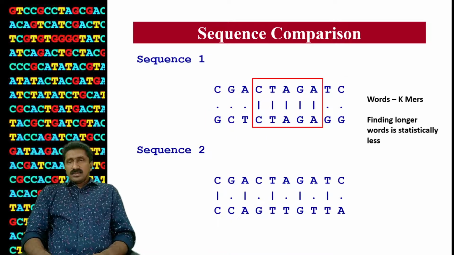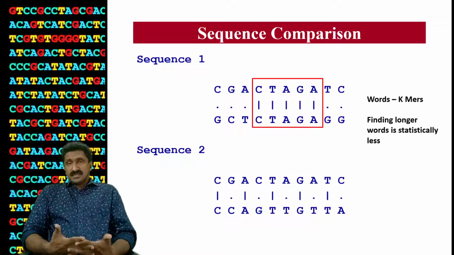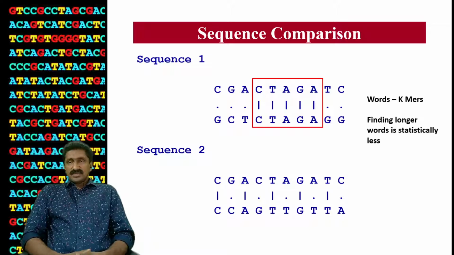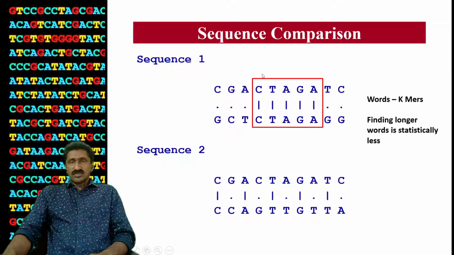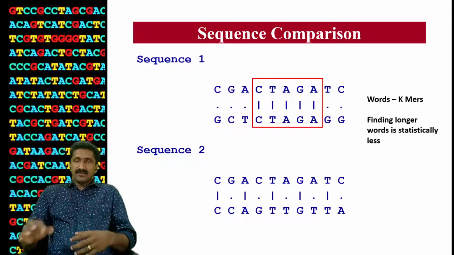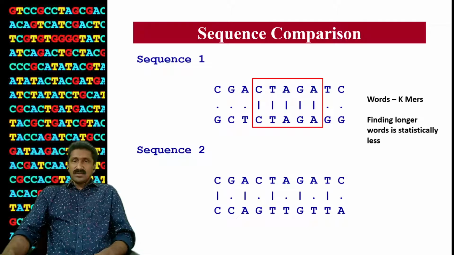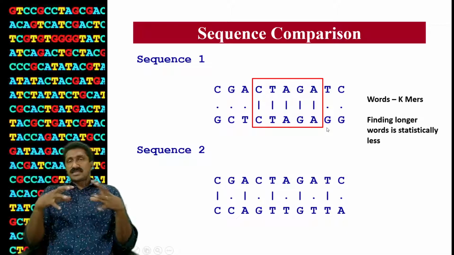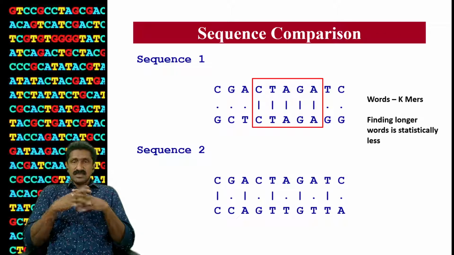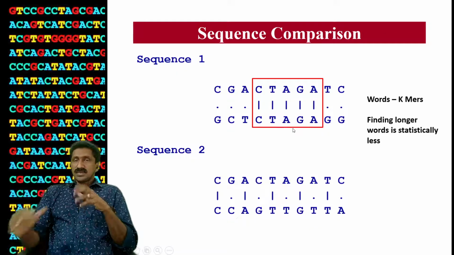Okay, now we can consider that first sequence and consider a 5-letter keyword, for example. If you are considering the k-mers or the word length to be 5, then this region constitutes a 5-letter keyword. Finding longer words is statistically less likely. If you look into a DNA and find a continuous string of match, instead of 5, if you are looking for a continuous match of 6 or 7, finding such longer segments of similarity between your query sequence and the database sequence is minimal.